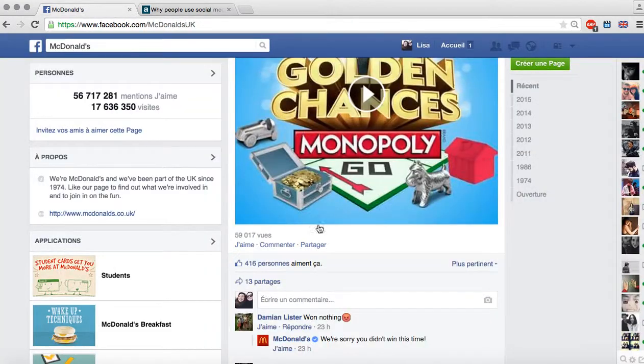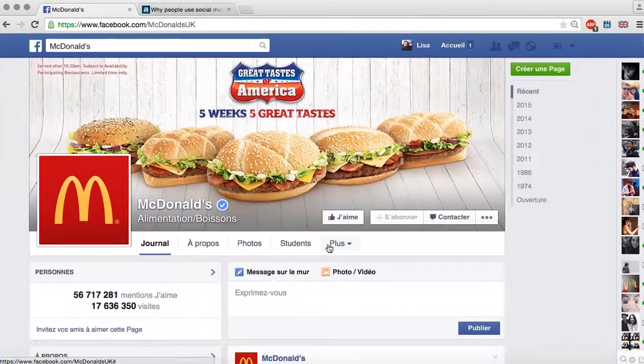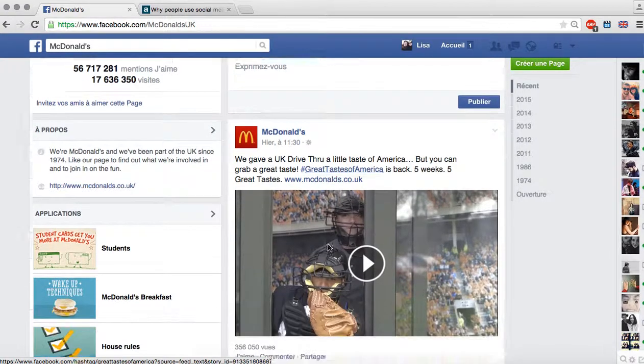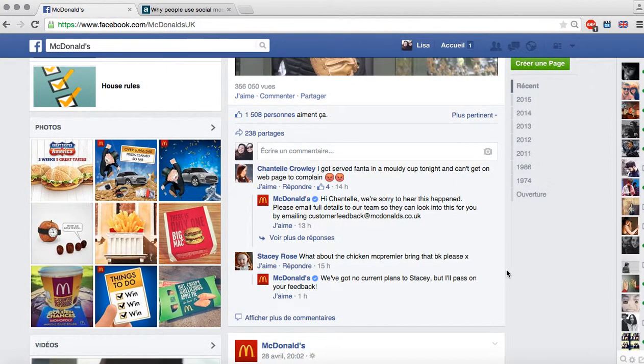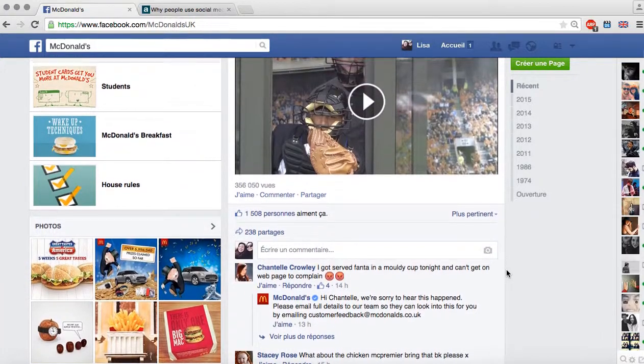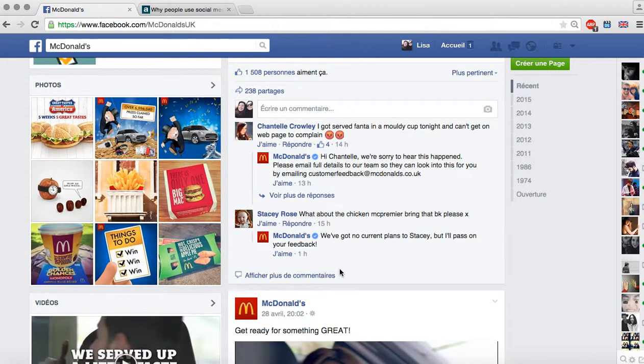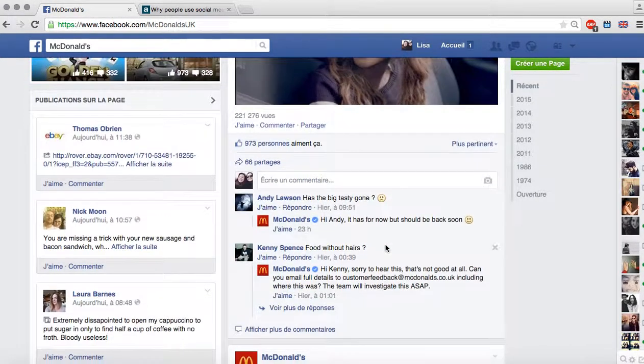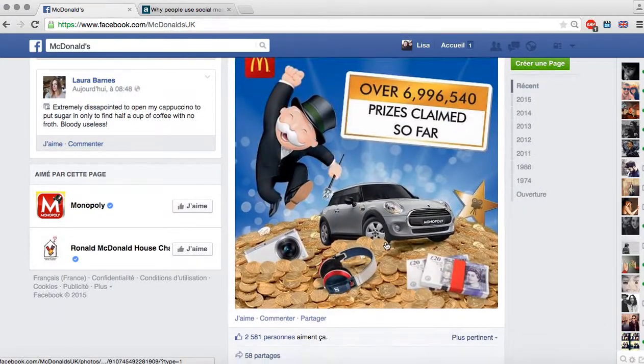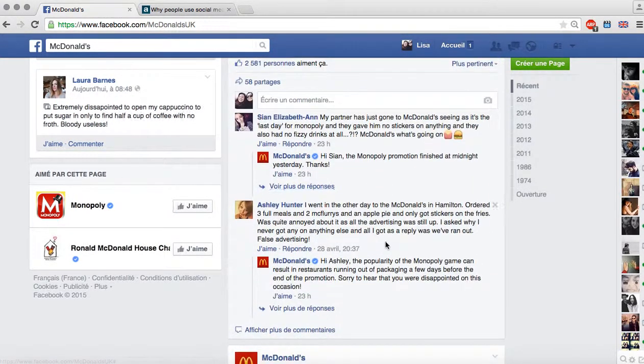And here we can see that it's the case on the McDonald's Facebook page, because we can see that a lot of people see the content, a lot of people like the content, a lot of people share the content, and a lot of people comment on the content. They express their feelings, they express what they are thinking, they interact with others, and it's just a way to say what they think.